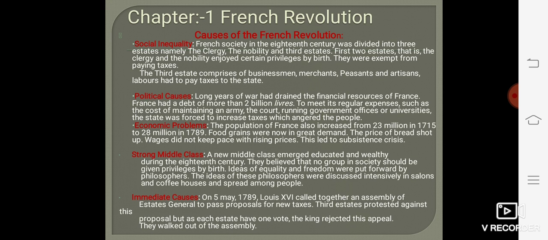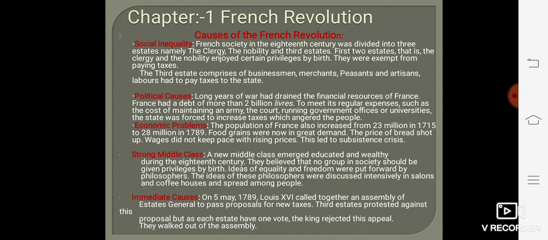French society in the 18th century was divided into three estates, namely clergy, nobility, and at last the third estate, comprising merchants and peasants and artisans. The first two estates, that is clergy and nobility, enjoyed certain privileges by birth. They were exempt from paying taxes, and the third estate had to pay taxes to the state.